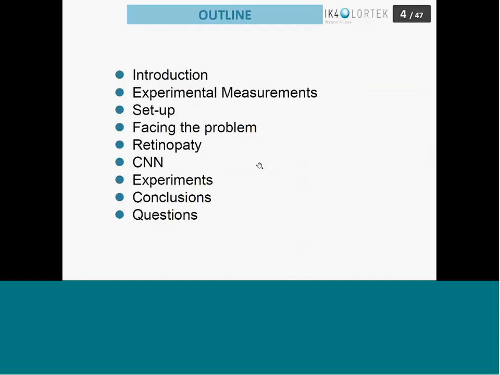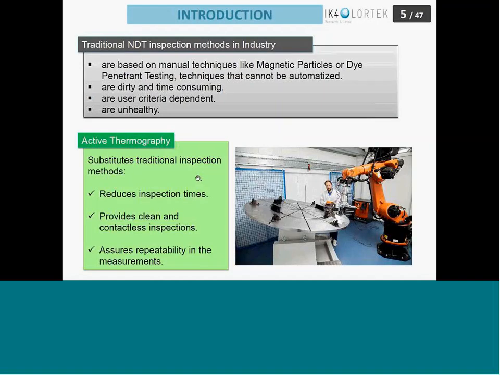In the introduction, first we have an overall introduction about what thermography is, and Eider Gorostegui is going to explain the context. After that, we are going to show the experimental measurements. We are going to explain the setup and how we have faced this problem. We have also used retinopathy in order to solve this industrial problem. Finally, we are going to show the convolutional neural network, its experiments, the results and the conclusions. So I'll give the word to Eider, who is going to explain what thermography is.